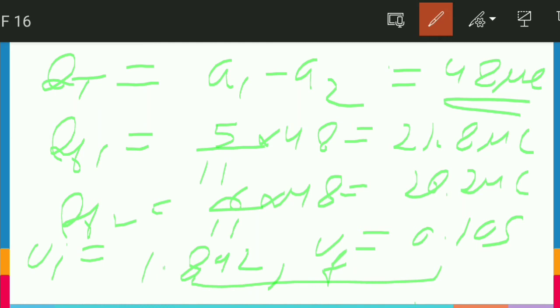And one more thing I want to mention here: can you guess where this delta U will go? Because no external work has been done, energy must be conserved. So this energy, the decrease in potential energy, has gone in the form of heat. So friends, let's move to the next question.